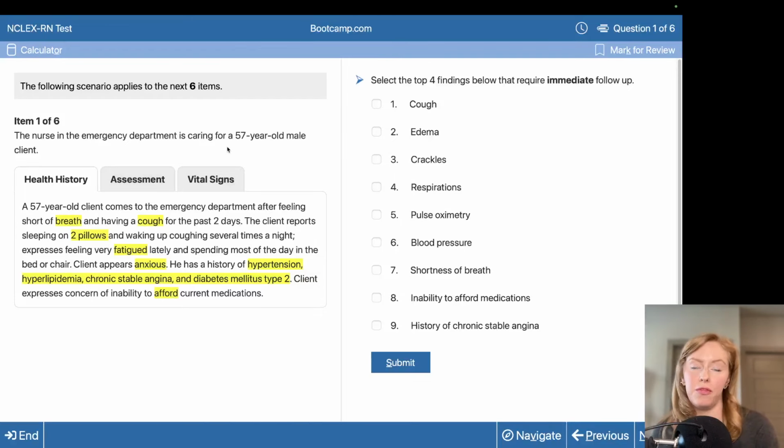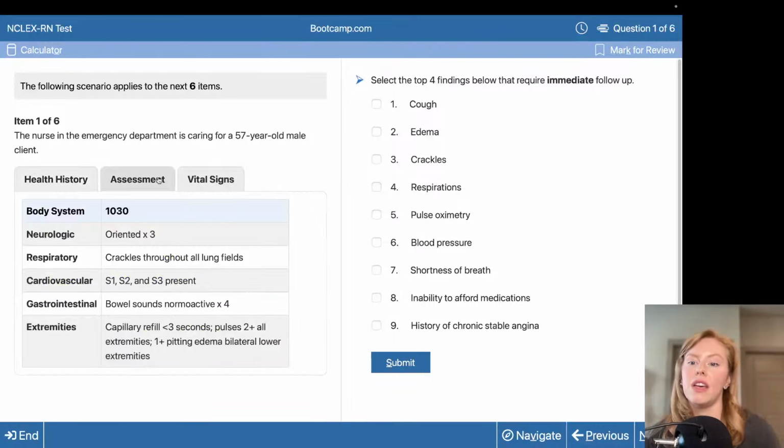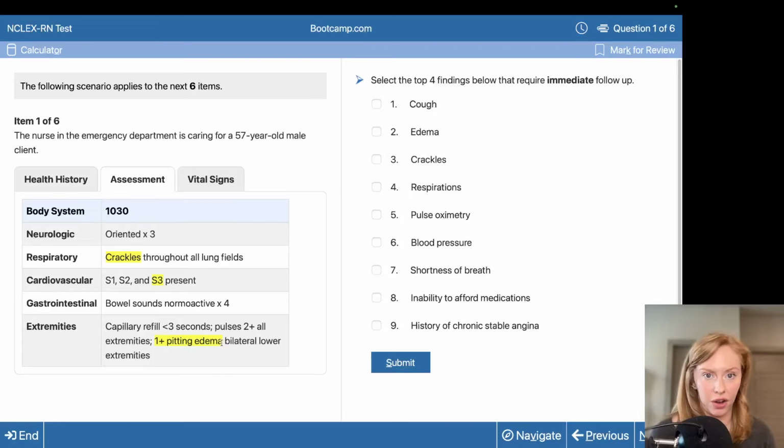This relatively young gentleman is short of breath, he's coughing, he's anxious about it, he's sitting upright. Keep that mental picture in mind and add to it as we continue reading, all right? So in our assessment, we see he's oriented, that's good. He's got crackles in his lungs. He has an S1, S2, and an extra S3 heart sound. His bowel sounds, cap refill, and pulses are all normal. And then he's got 1+ pitting edema to his lower extremities.